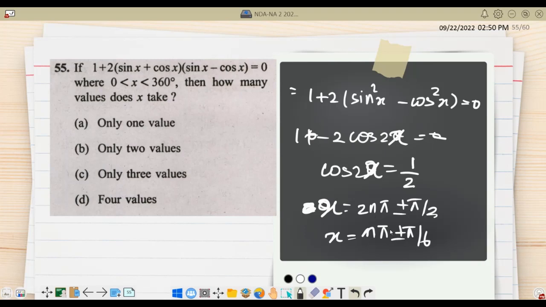Fine. And then we're going to put 2. So 2 pi minus pi by 6, that's going to be 11 pi by 6. But 2 pi plus pi by 6 is going to stop, because we're not allowed to have values beyond 360, not even 360. So only 4 values. That is, we had pi by 6, 5 pi by 6, and then 7 pi by 6, and then 11 pi by 6. 4 values.